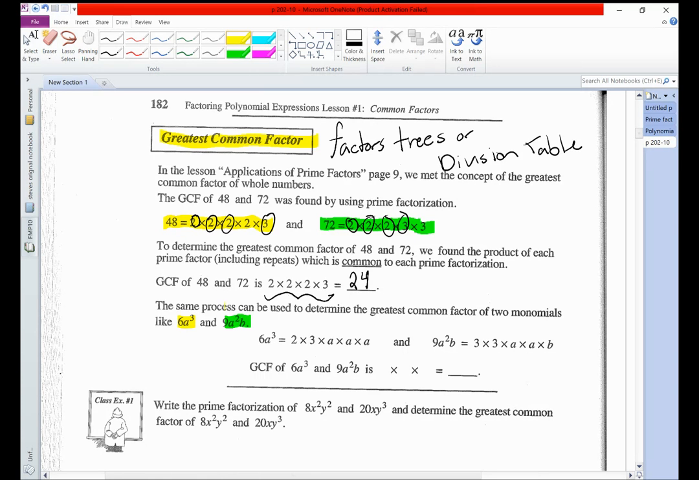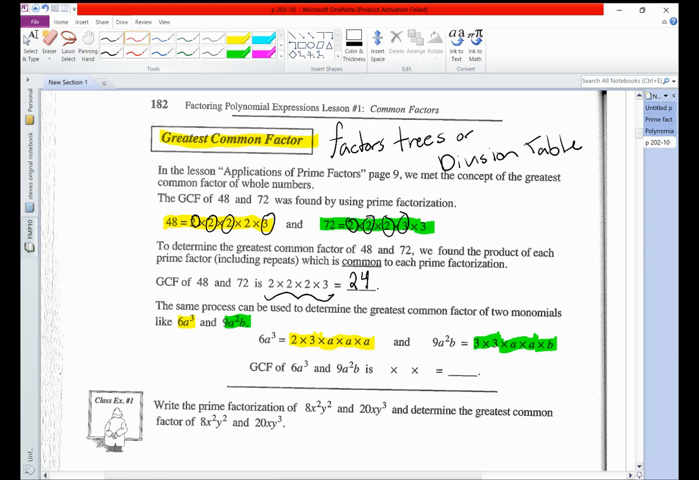In the first term, 6 can be written as 2 times 3, and then we have a cubed, so we have a times a times a. In the second one, 9a squared times b, 9 can be written as 3 times 3, and then we have a squared, which is a times a, and then we have a b there. So what do they share? What is common between those two?